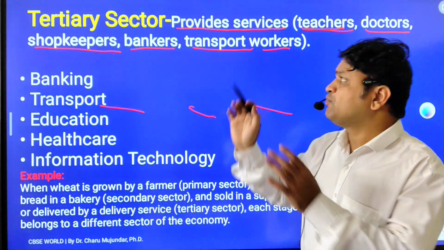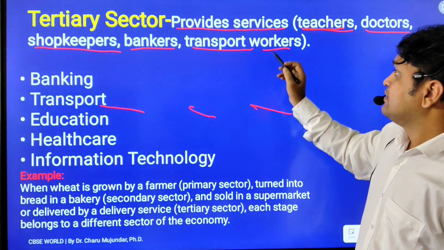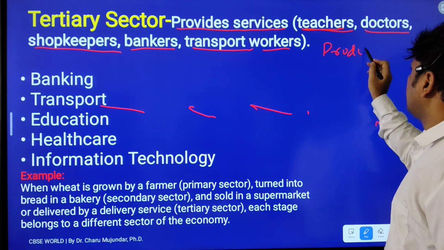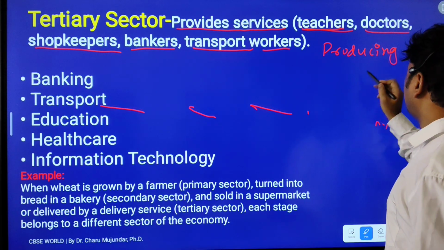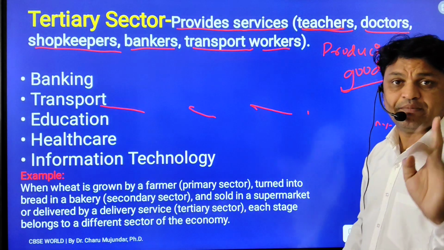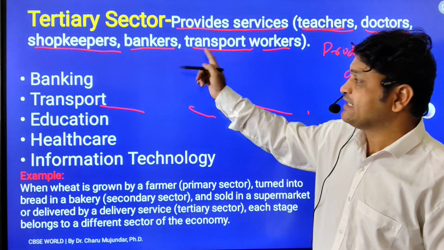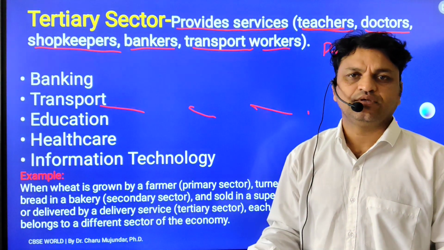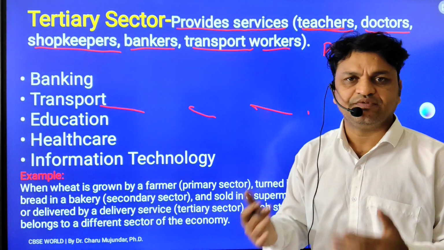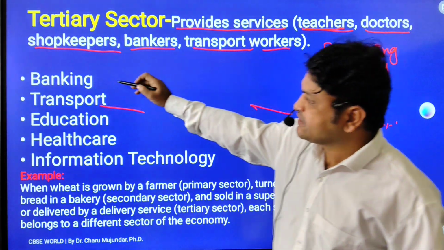The service sector is nothing but providing services to the people. But the service sector is not producing goods. The primary sector and secondary sector produce the goods, but it is the tertiary sector which provides only services. So what we can say is the tertiary sector is the service sector, which provides services rather than goods.